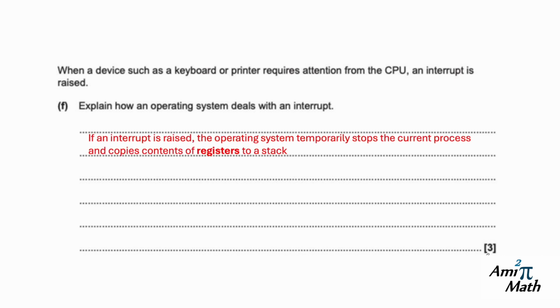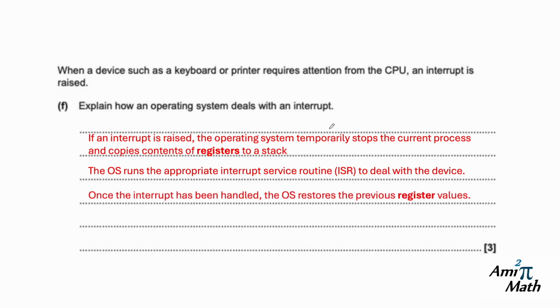So, if an interrupt is raised, the operating system temporarily stops the processes and copies the contents of the registers to a stack. So, all the other processes are stopped temporarily, and as an interrupt would be of a higher priority, that interrupt would be raised, and then all the contents of the registers, so all the programs currently running, will be transferred to a stack. And then the OS runs the appropriate ISR, interrupt service routine, to deal with the device. And then once the interrupt has been handled, the OS restores the previous register values, basically from the stack back to where it was initially, and everything just runs as normal.